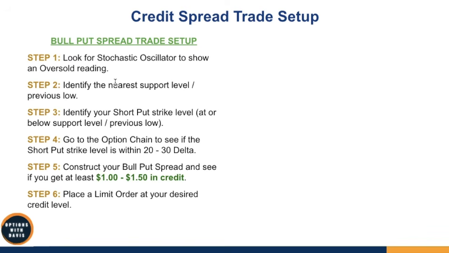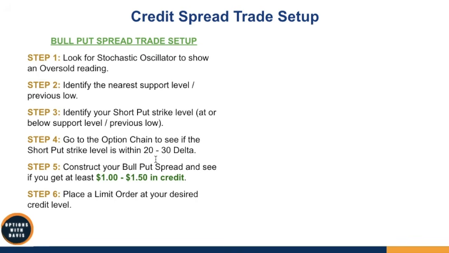All right, step number two is you want to identify the nearest support level or the previous low. I'm going to share this once we get into the trading platform later on. I'm going to show you on the chart how I identify these support levels as well as the previous low. Now, step number three, you want to identify your short put strike level. Ideally, you want this to be at or below the support level or the previous low. And then step number four, you want to go to the option chain to see if the short put strike level is within 20 to 30 delta. That is the criteria that I look out for, because I want to sell the put spread that is out of the money.